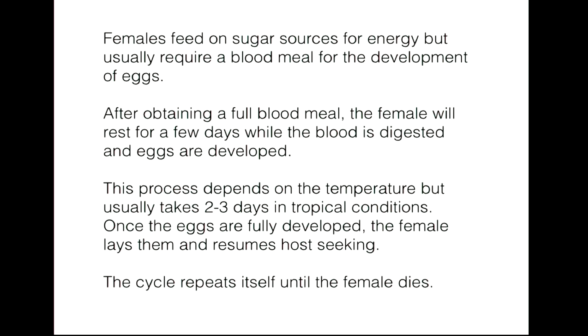Females are fine with having sugar. So one way to feed mosquitoes is to have a solution of sugar available, but they usually need a blood meal for the development of eggs. After the blood meal, the female will rest for a few days while the blood is digested and the eggs are developed. Exactly how long this takes depends upon the temperature, but it can take between about 2 or 3 days in tropical conditions. Once the eggs are fully developed, the female lays them and resumes host seeking, and this cycle keeps repeating until the female dies.